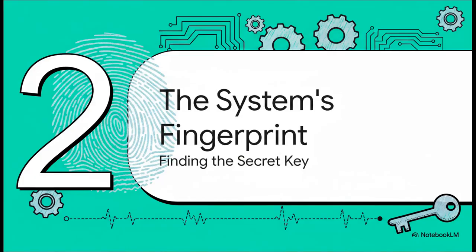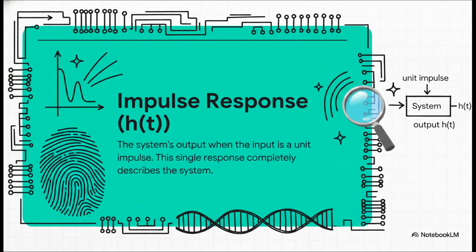Okay, so how do we get to know our LTI system without having to test every single possible input? That would take forever, right? Well, it turns out we don't have to. We only need to run one very specific test to get all the info we need. We just have to find the system's unique fingerprint. And that fingerprint has a name, the impulse response.